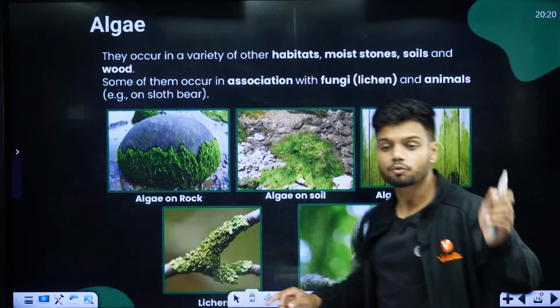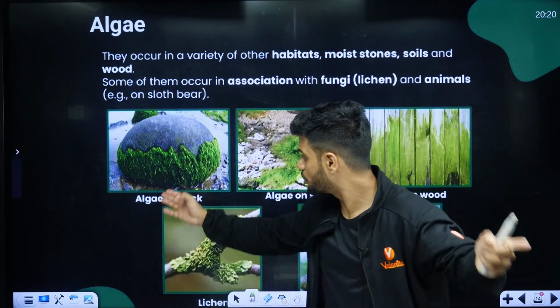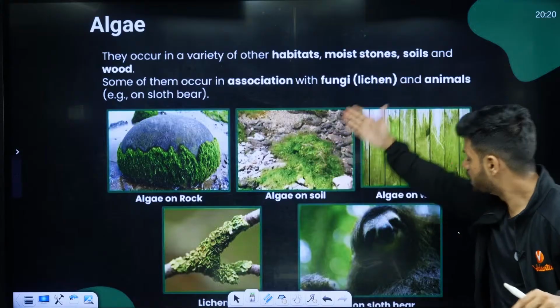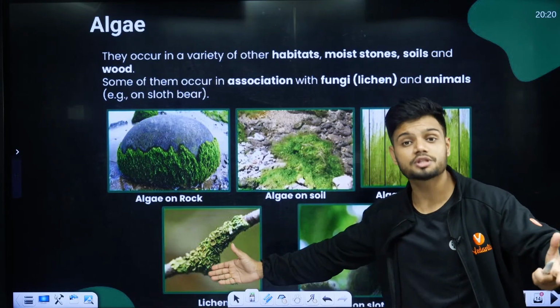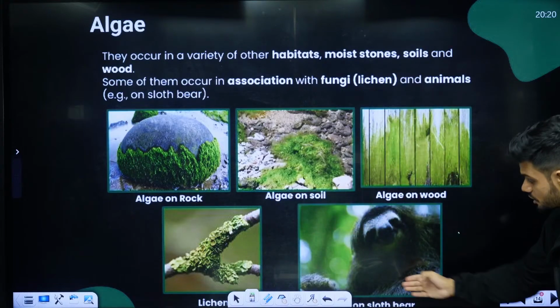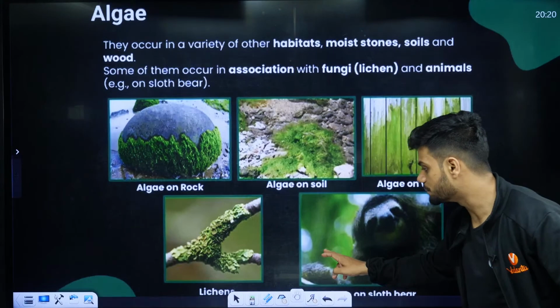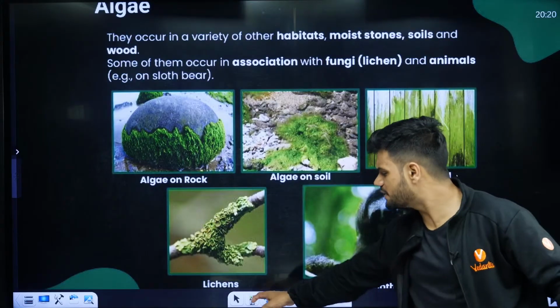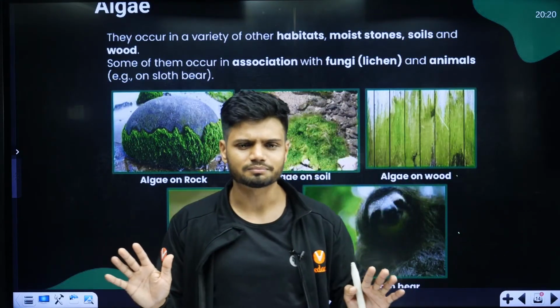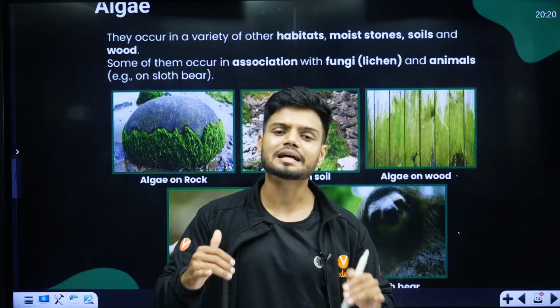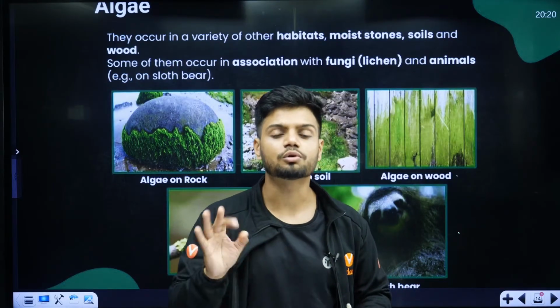It can be present in water, on rock, on soil, on wood, as lichen in symbiotic association, and even on the sloth bear. So they are present almost everywhere. So we cannot classify algae based on location.